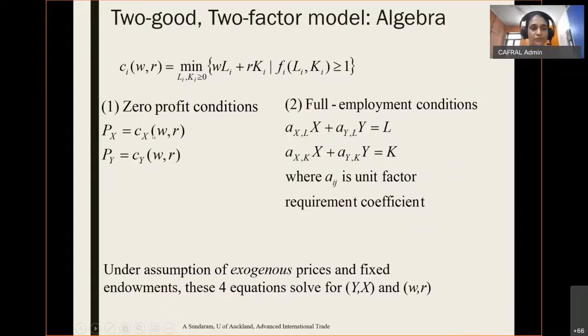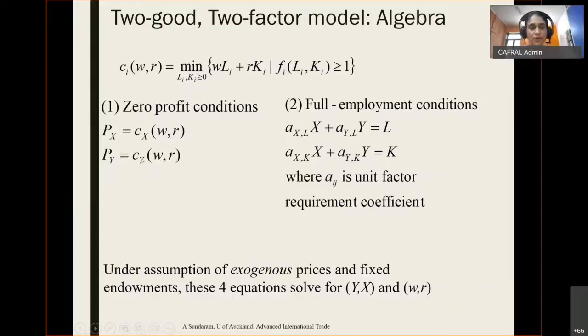Right? And both of these costs are going to be functions of W and R. So these two zero profit conditions are going to essentially give me the W and R for every fixed level of price. So for now, I'm going to assume that this is a small open economy. It cannot really dictate the price. So prices are fixed. And so as soon as I have Px and Py, I can solve this system of equations, which is two equations in two unknowns, W and R, and I can actually solve for W and R.